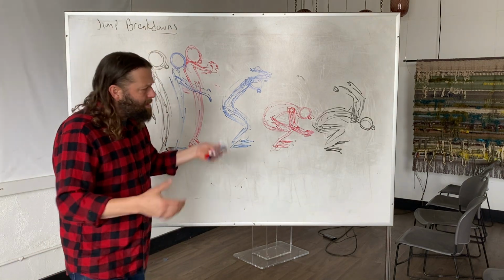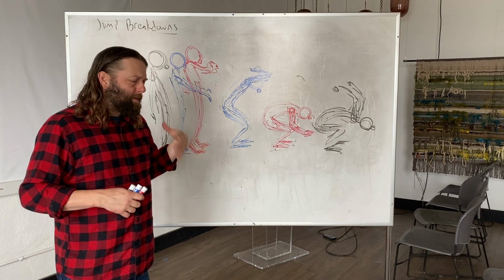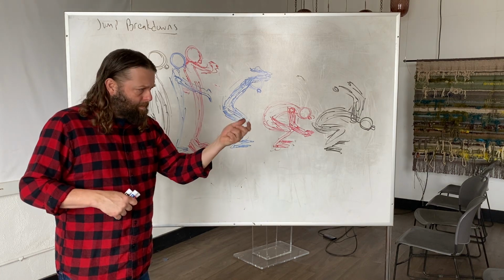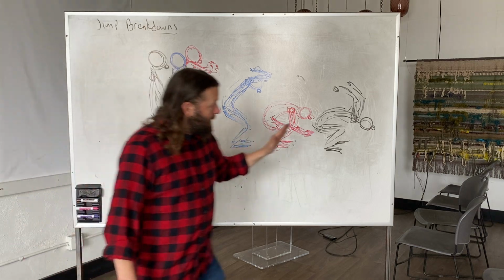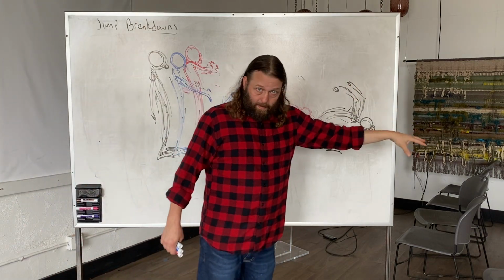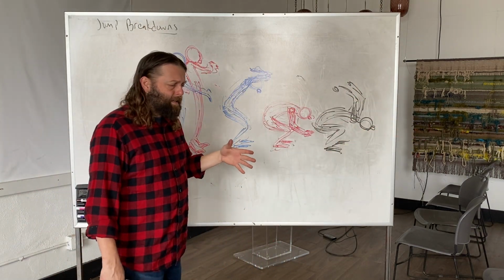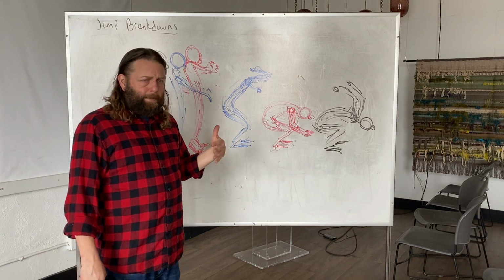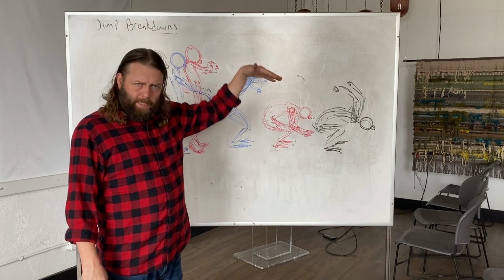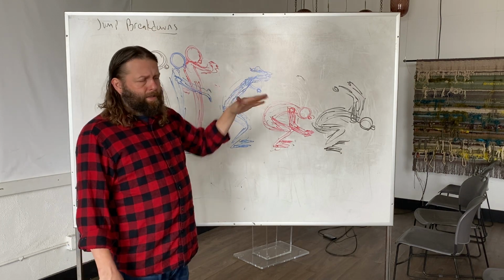And then the slower something is, the more there is a reason to break it down, because the slower it is, the more the audience will see it. The jump itself, from the extension to the apex to the landing, tends to be pretty fast if you're doing it in a standard way. So probably you wouldn't break down those. You might just decide that those keys are enough and that you're just going to in-between them.